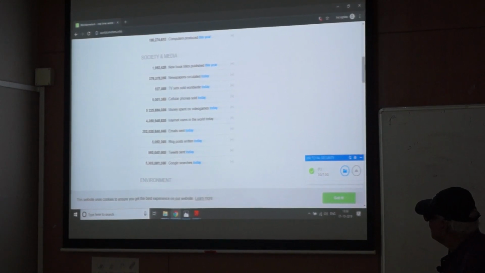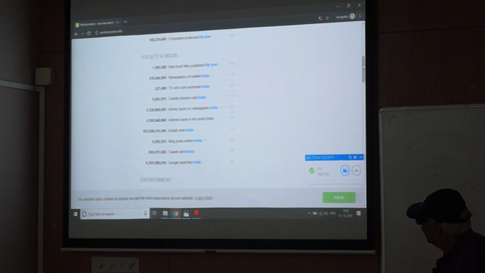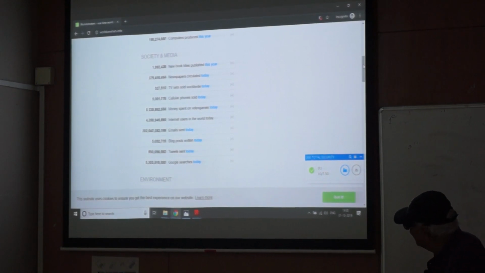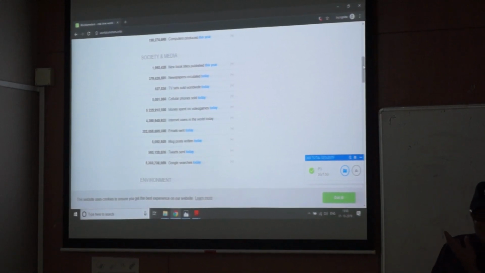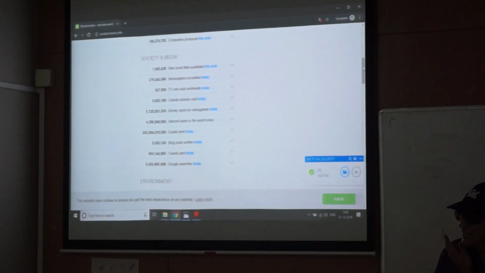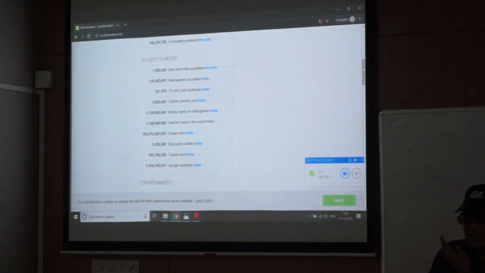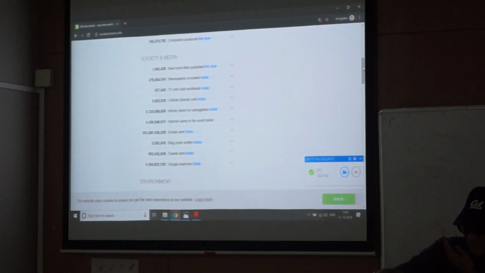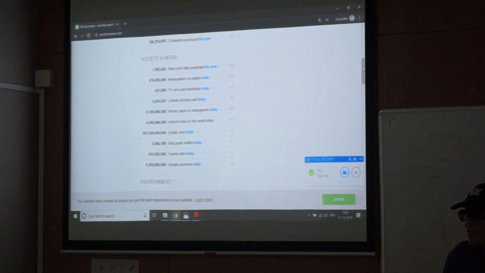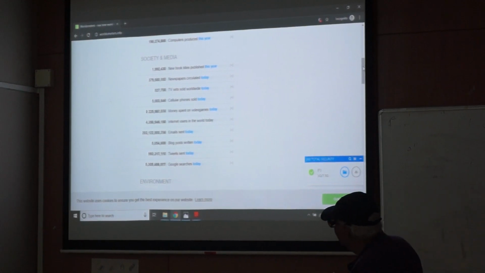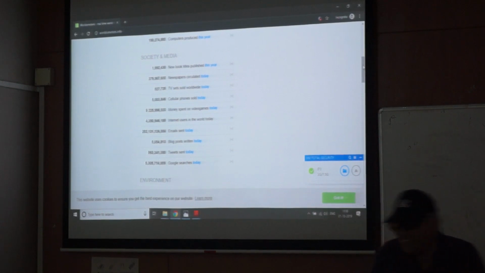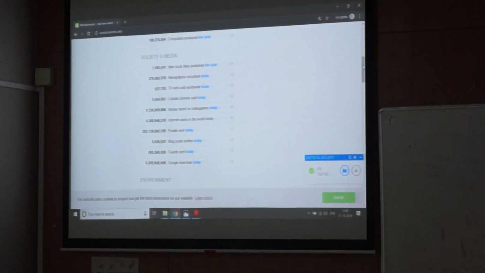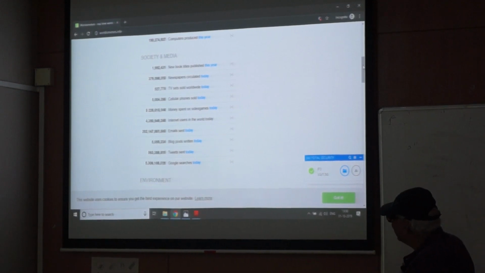Society and all that. Number of books, number of newspapers. Number of emails sent. Look at that. By the way, every time you click a mouse, you are sending CO2 off. So there is a current flowing. So it's energy. You are sending CO2 off. Alright. Then it was tweets per day. Google searches.